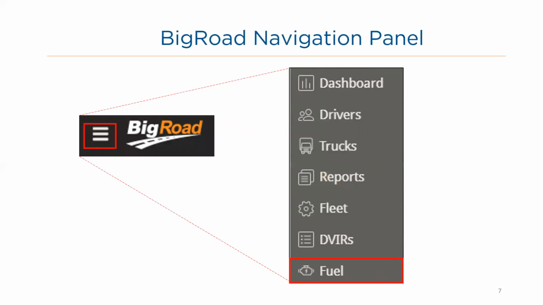In order to access the BigRoad navigation panel, log into the Fleet Complete. Select the BigRoad menu item and click the navigation panel from the BigRoad dashboard.